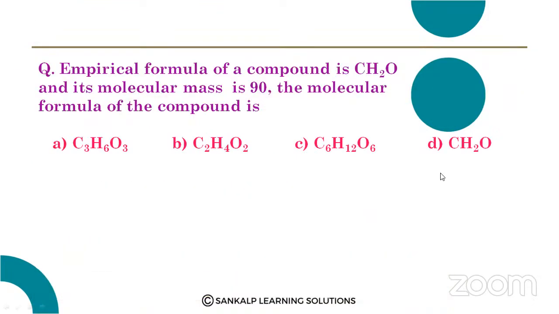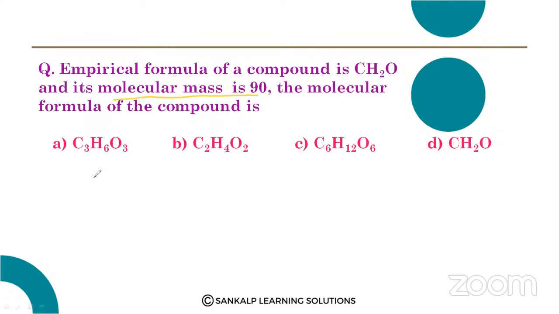Okay, we'll see a question based on this. The empirical formula of a compound is CH2O and its molecular mass is 90. The molecular formula of the compound is? So first, what are we going to do? First, we are going to find out the empirical mass, since the molecular mass is given.